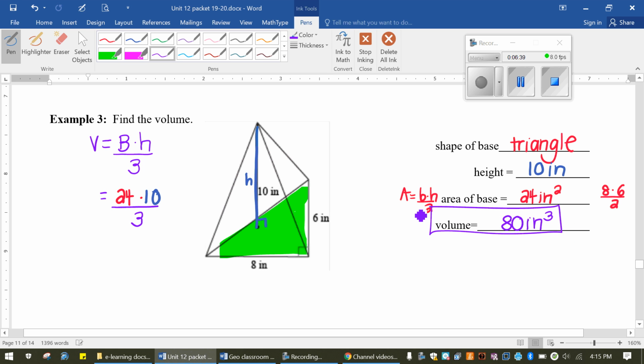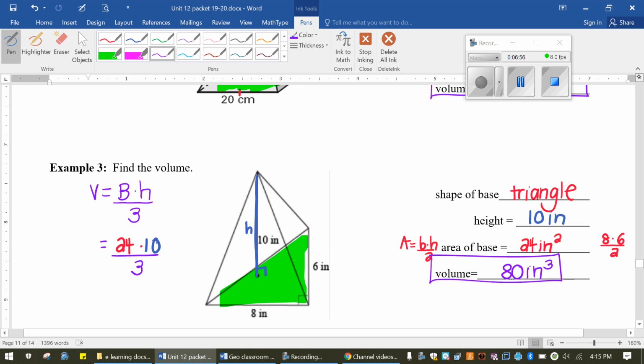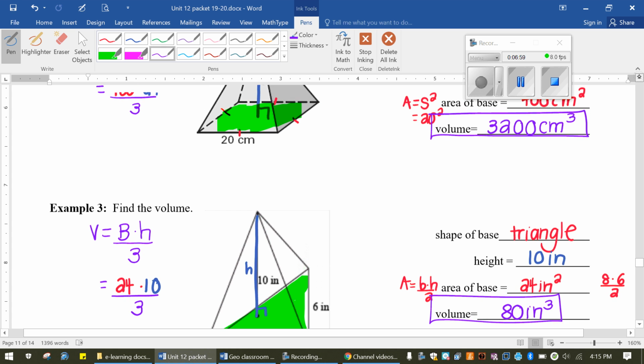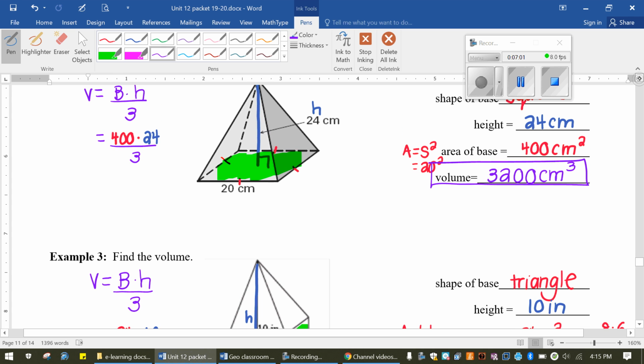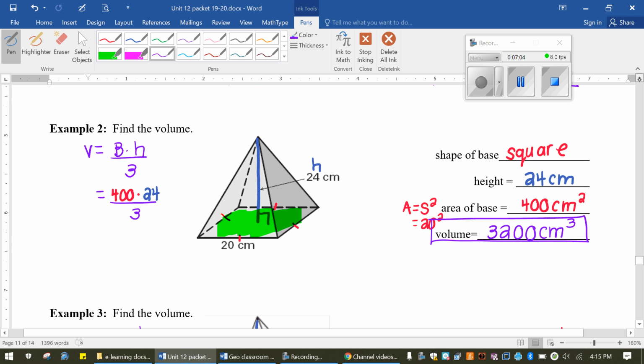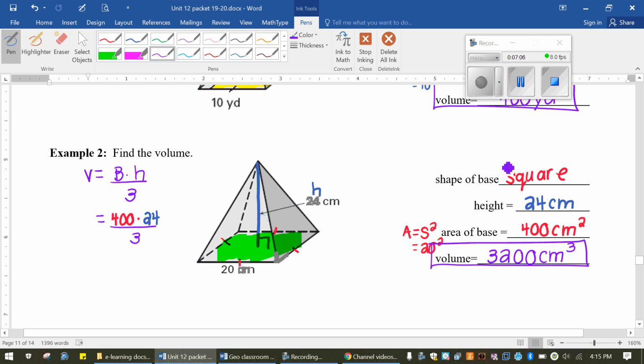Now let's talk about naming these figures since we found their volume. On number 3, your base is a triangle and our shape is a pyramid, so this is called a triangular pyramid. In numbers 1 and 2, you've got square bases. These pyramids are named by their base, so you call it a square pyramid. If the base was a rectangle, you'd call it a rectangular pyramid.